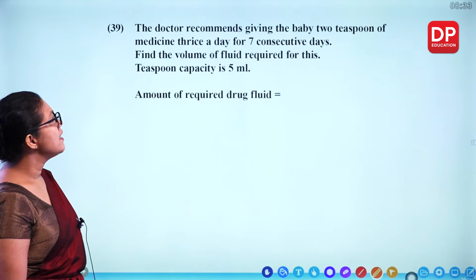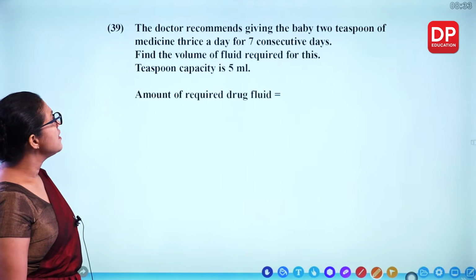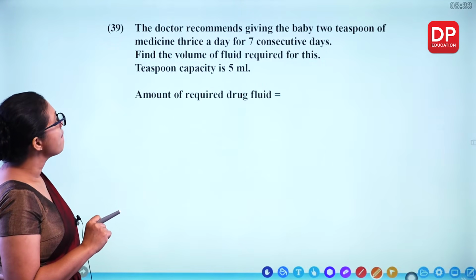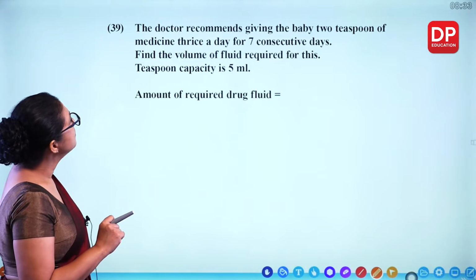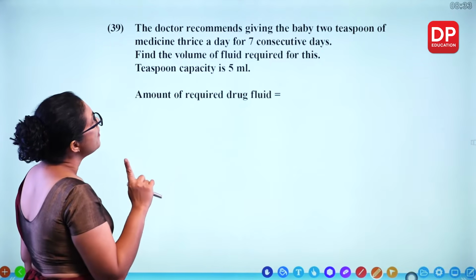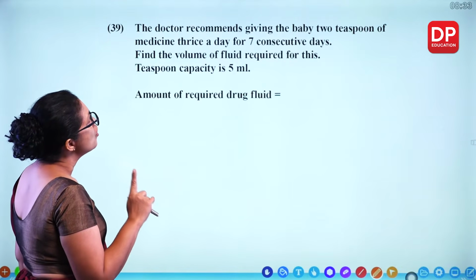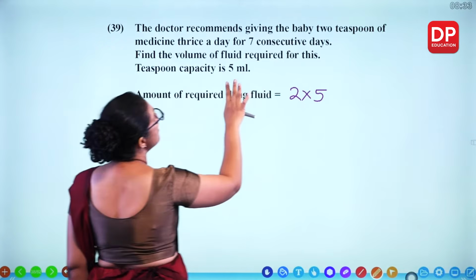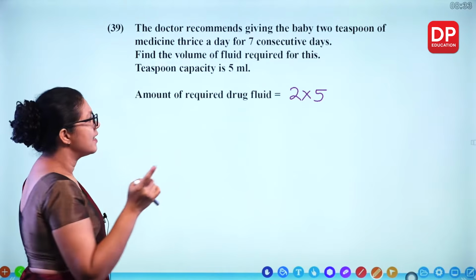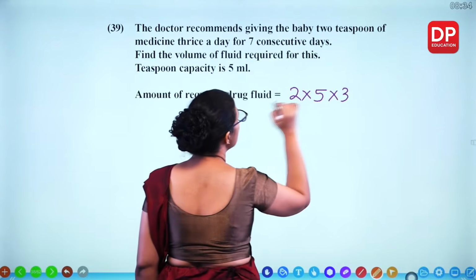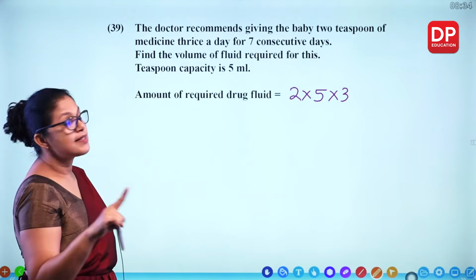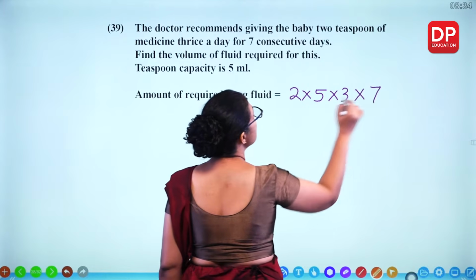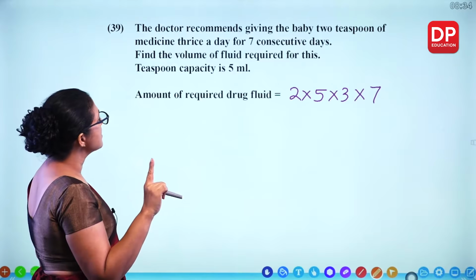The doctor recommends giving the baby 2 teaspoons of medicine thrice a day for 7 consecutive days. Find the volume of fluid required for this. Teaspoon capacity is 5 milliliters. 1 teaspoon means 5 milliliters. So what's the amount you need? 2 teaspoons, that means 2 times 5. Thrice a day, 3 times. And then this is per day, and multiply by 7, that's for 7 consecutive days.